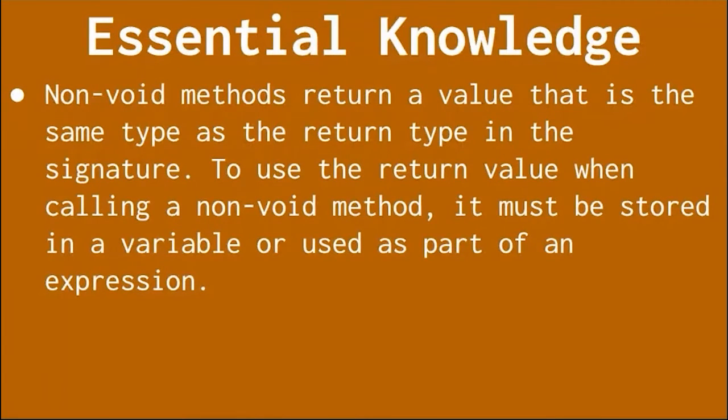Non-void methods return a value that is the same type as the return type in the signature. Okay, which is a little bit different than what we're used to because we just usually put void in there. But say you wanted a method to return an int. You want it to spit out an integer value. Instead of putting void there, you have to put int. If you want it to be a double, you have to put double there. If it's a string, you have to put string. So you have to actually tell the method what it's returning.